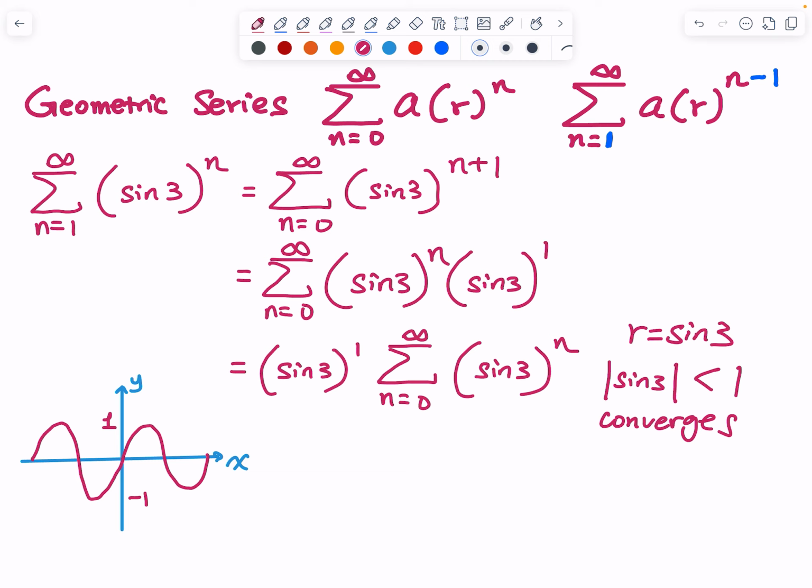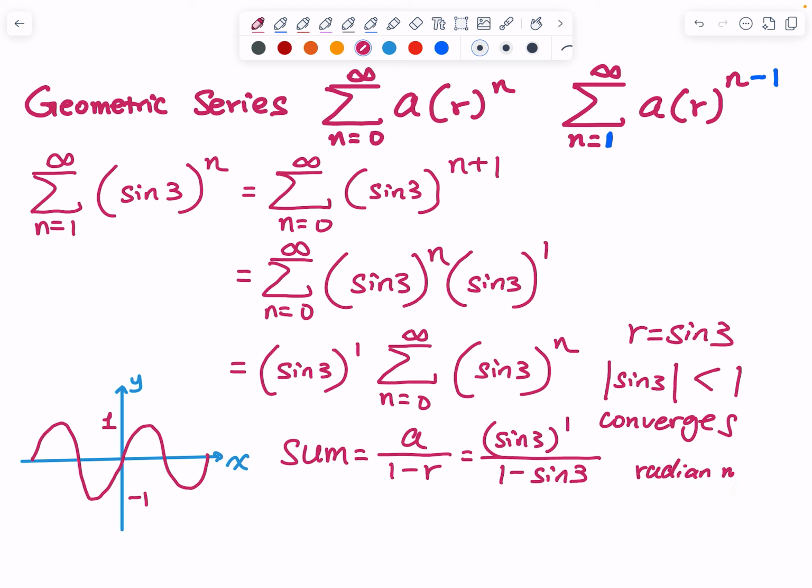Okay, so now we know that the series converges, and we can find the sum. The sum is a divided by 1 minus r. A is sine 3 to the first power, divided by 1 minus sine 3. Okay, they gave me a 3, not 3 degrees, so I will use the radian mode in my calculator. So set your calculator in radian mode. If they are looking for the exact value, then that is your final answer. That is the exact value.